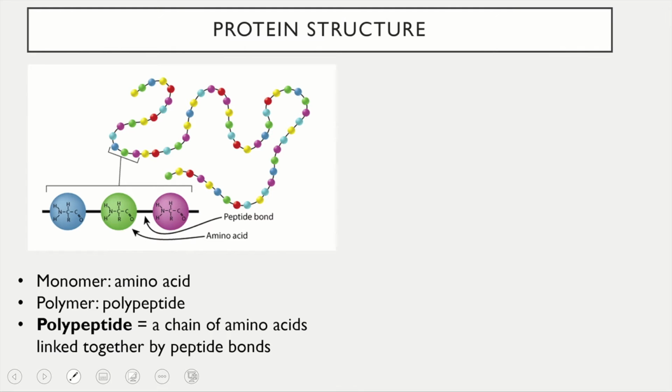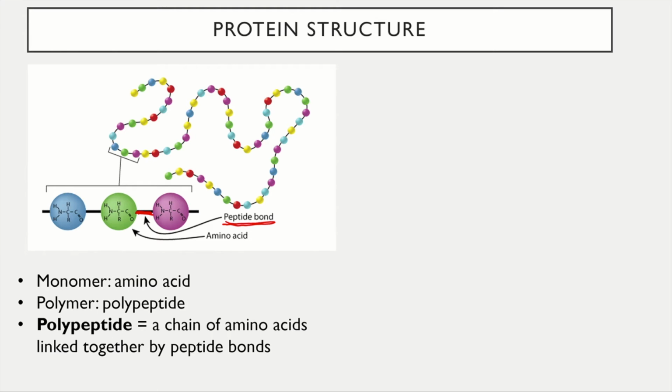So again, our monomer of proteins was an amino acid, and amino acids link together to form a polypeptide shown here, which is the polymer of proteins. Now, a polypeptide is going to be a chain of amino acids that are linked together by peptide bonds. So I want to point out here that these peptide bonds between our amino acids are covalent bonds. And remember, covalent bonds are the sharing of electrons. And these bonds are going to be really strong and hold our amino acids together.